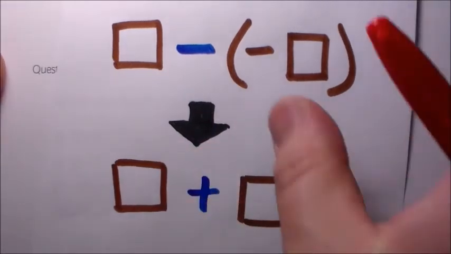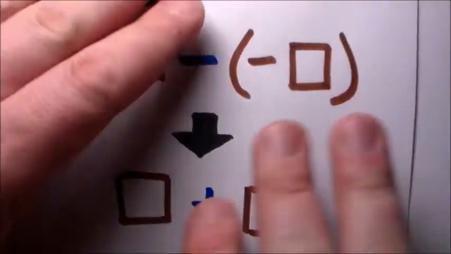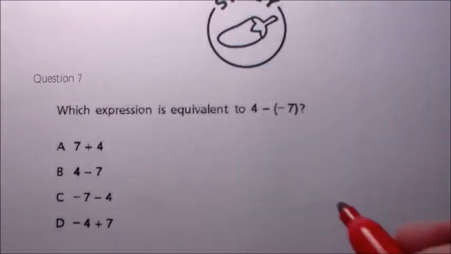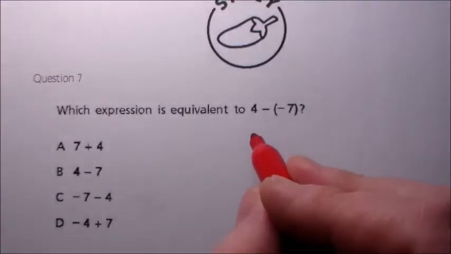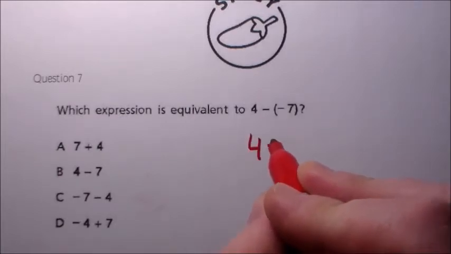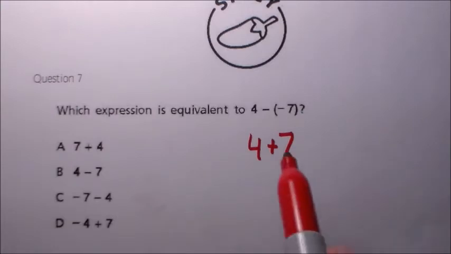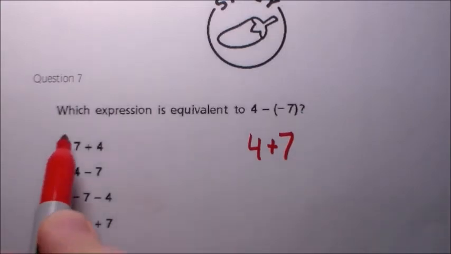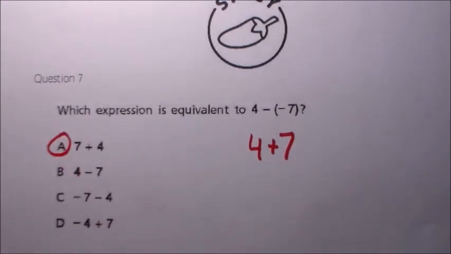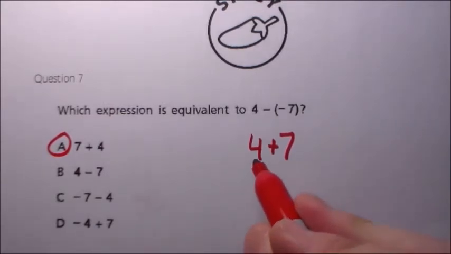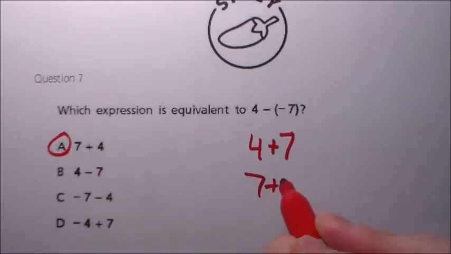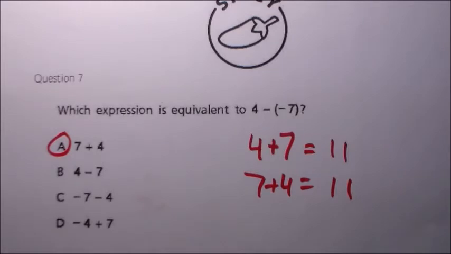So here we have 4 minus negative 7, and that's just going to equal 4 plus 7. Minus a negative is the same as plus. 4 plus 7 equals 7 plus 4 because of the commutative property of addition. It doesn't matter what order we add numbers up. 7 plus 4 equals 11, just as 4 plus 7 equals 11.